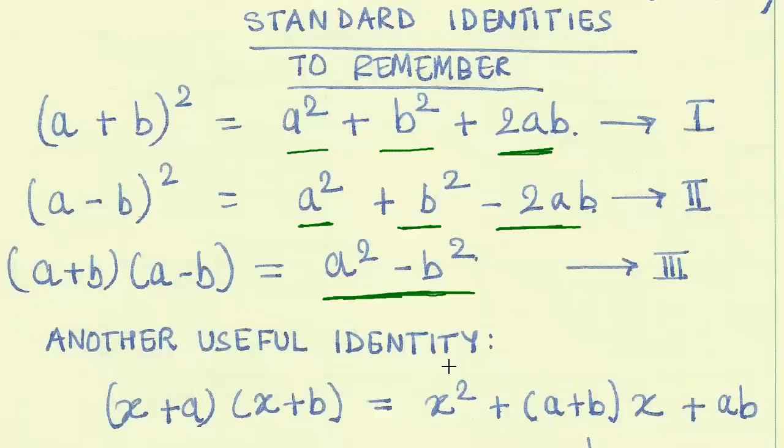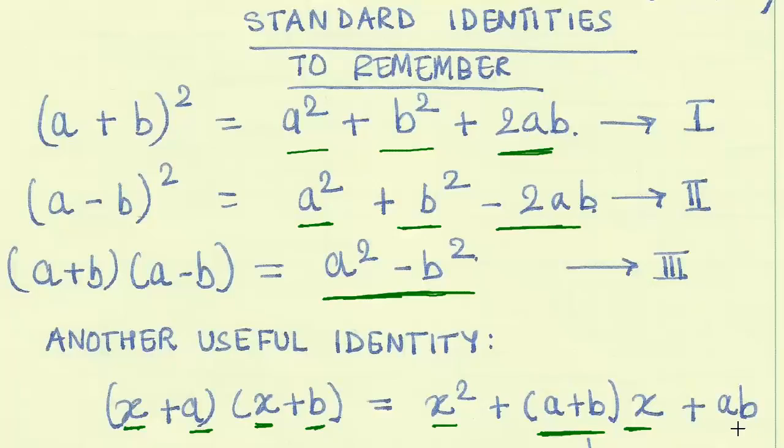Another useful identity to remember is (x + a) multiplied by (x + b). So you can see that x is a common term, and a and b could be different terms. And when you simplify this, it's again a binomial multiplied by a binomial. You get x squared plus (a + b), the sum of the two numbers, multiplied by x, plus ab.